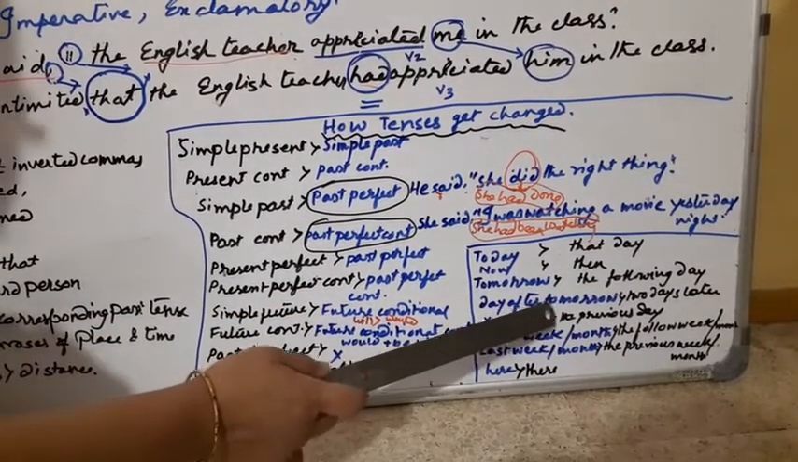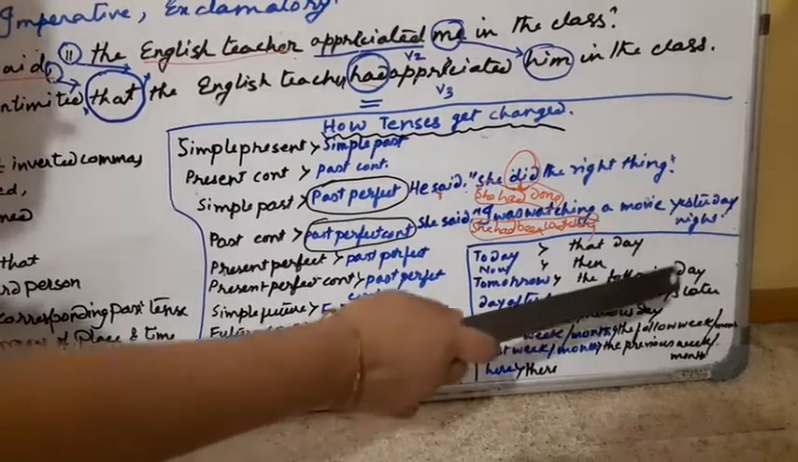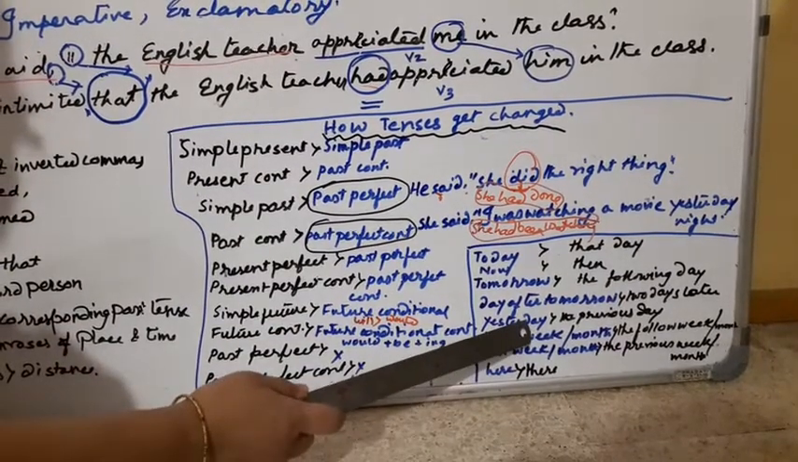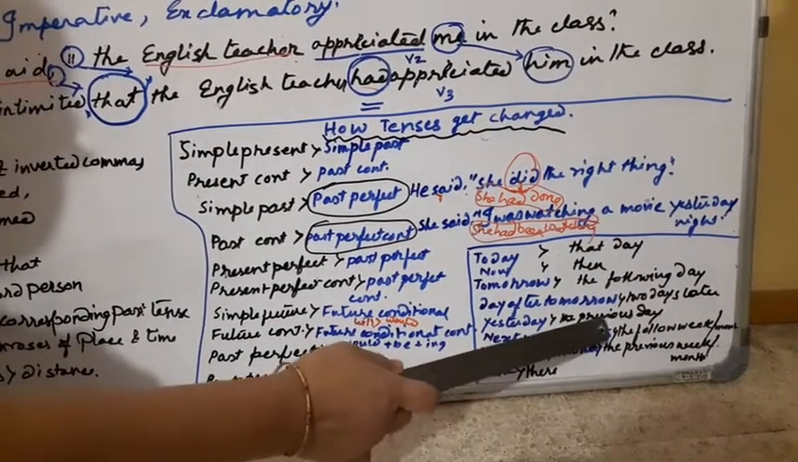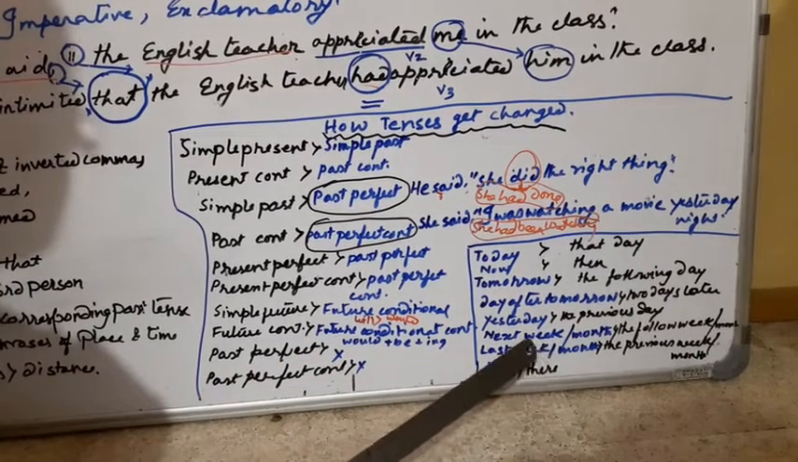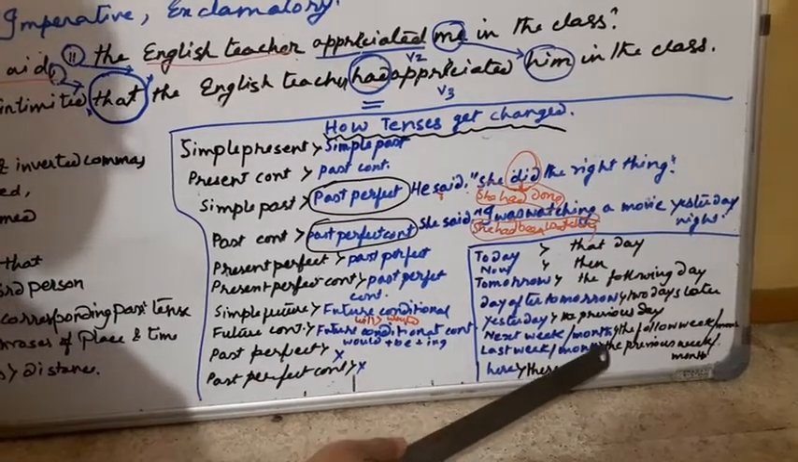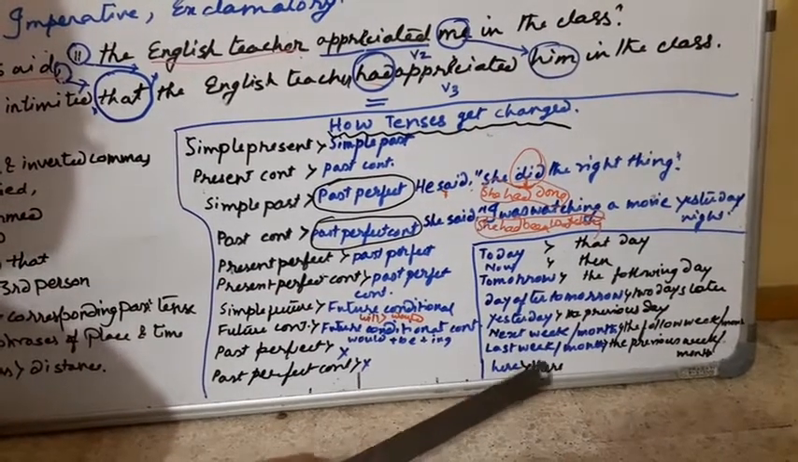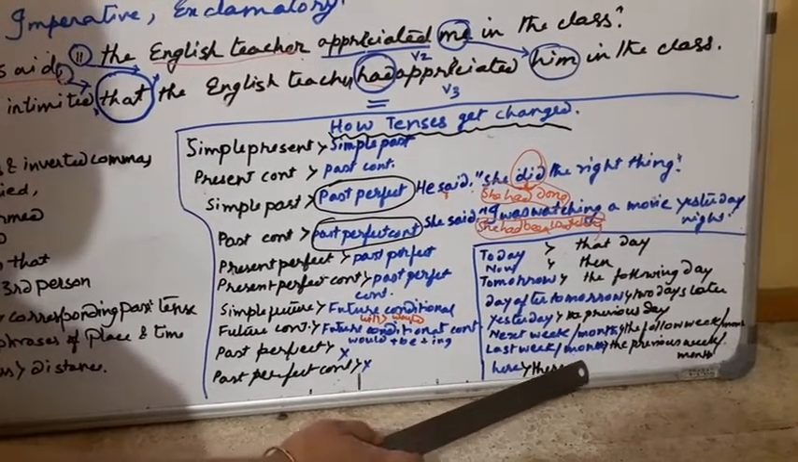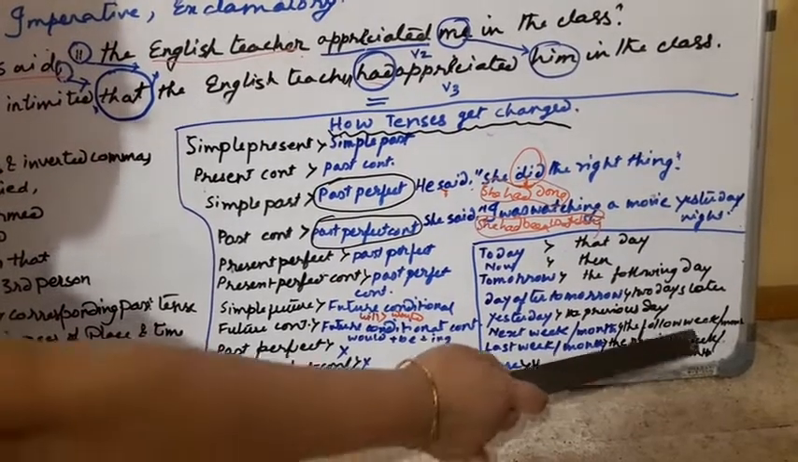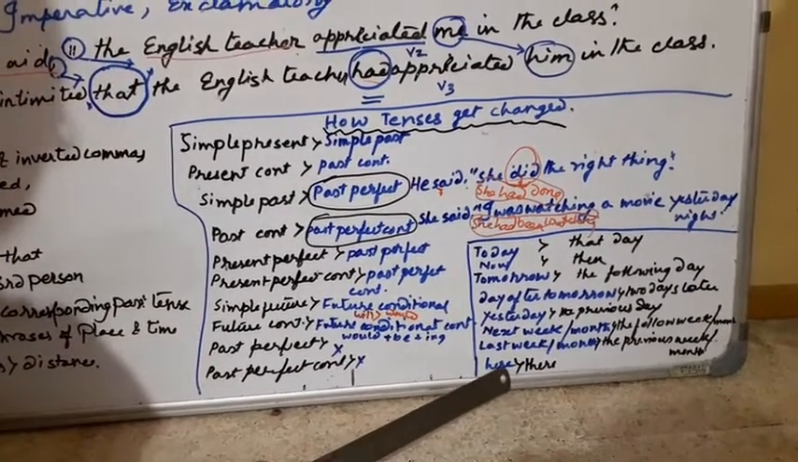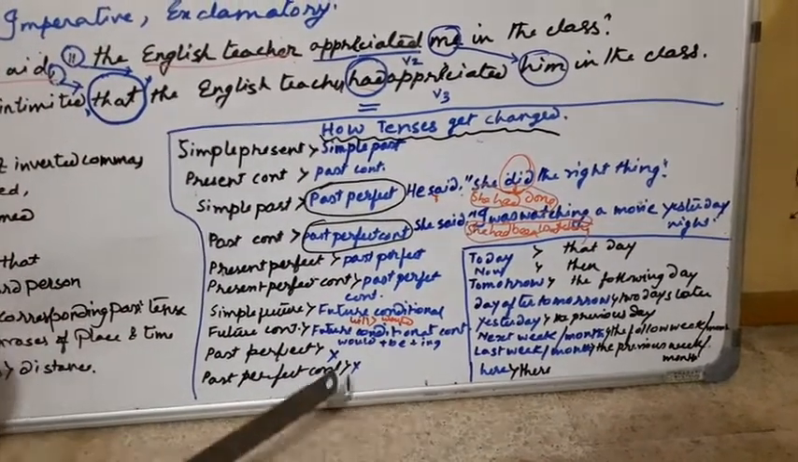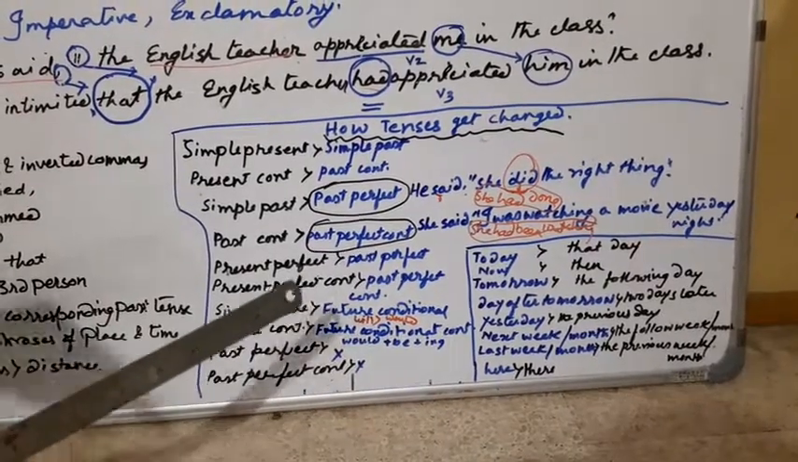If it is day after tomorrow, then two days later. Yesterday will be represented as previous day. Next week or next month will be the following week or the following month. Then last week, last month, the previous week or previous month. Here will be represented as there, right?